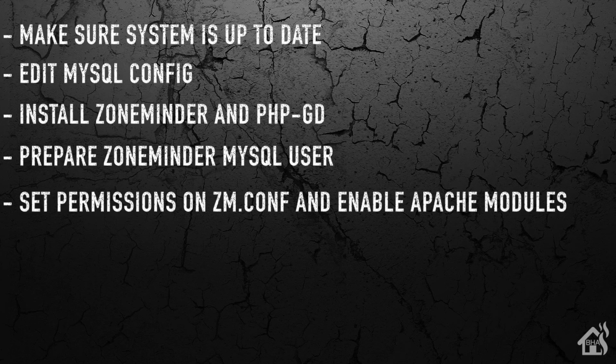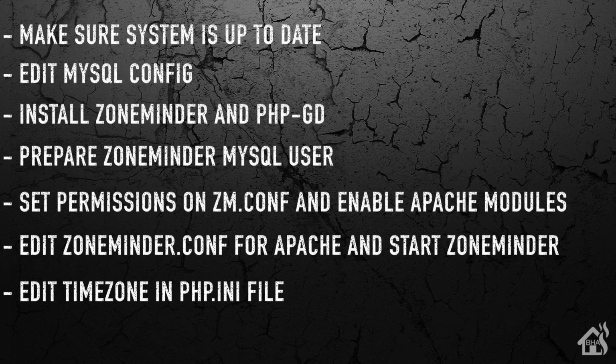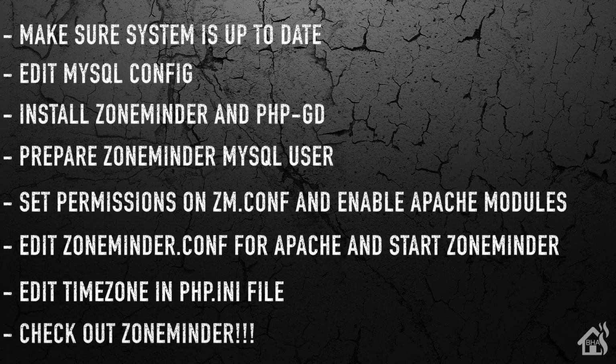We're going to set permissions on the zm.conf file, and we'll enable any Apache modules that we need for this install. Then we will edit the zoneminder.conf file for Apache and go ahead and start Zoneminder. Once that's done, we can edit the time zone in our php.ini file, and then we are ready to hit the web GUI of Zoneminder and see what that looks like. So let's get started.